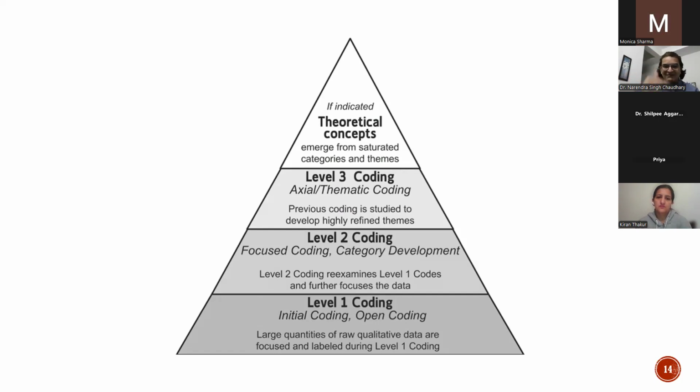So level 1, level 2, level 3, and then we move to the last one, that is theoretical concept emerging from saturated categories and themes. Already we have identified similarities and dissimilarities, and now nothing more is emerging out of it, and we have got our final themes. Got it? Yes, sir. Yeah.